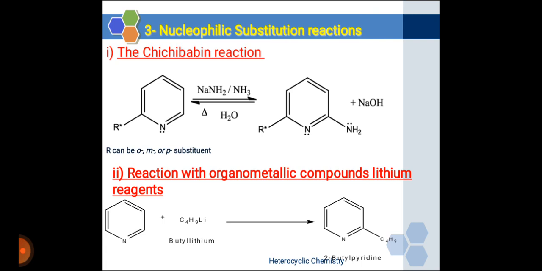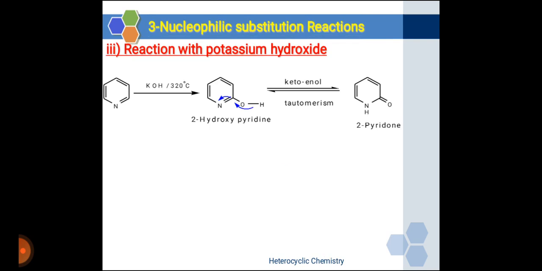Then the nucleophilic substitution reaction with potassium hydroxide. The pyridine reacts with potassium hydroxide at 320 degrees Celsius to form 2-hydroxypyridine. This is also a C2 attack. By keto-enol tautomerism, it forms 2-pyridone.